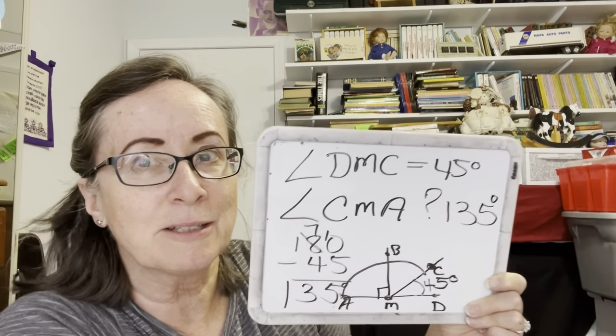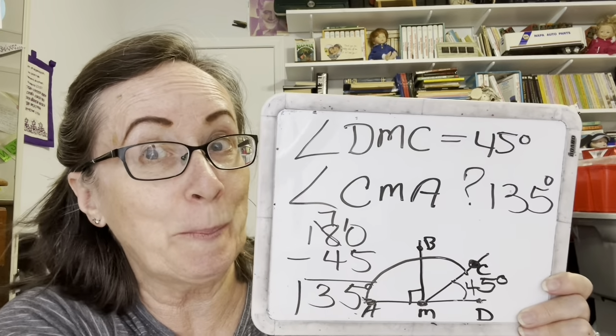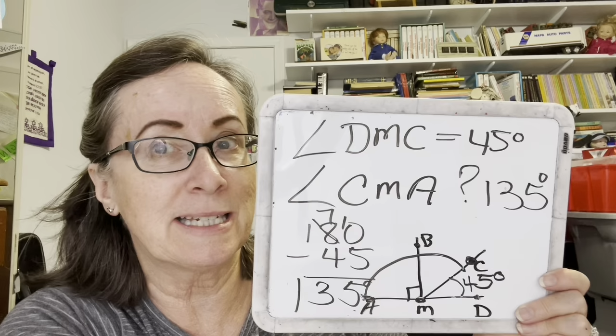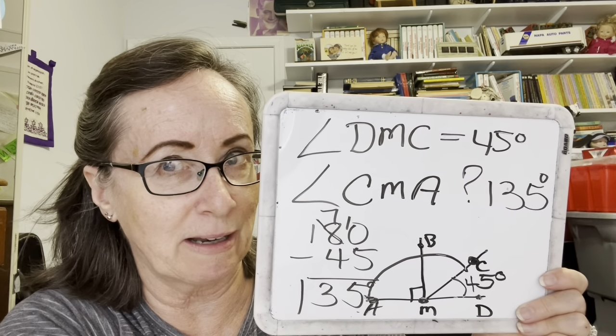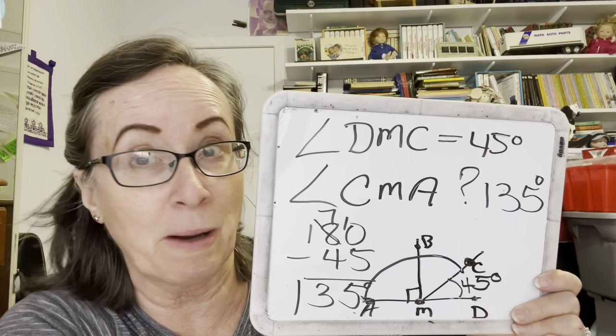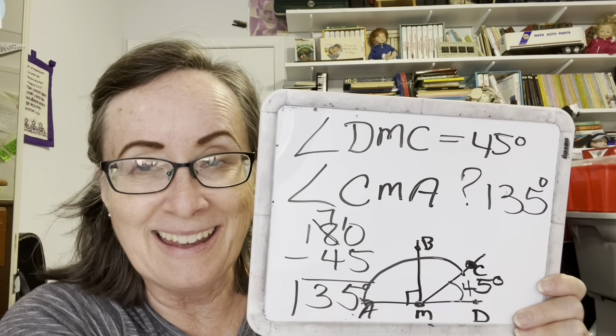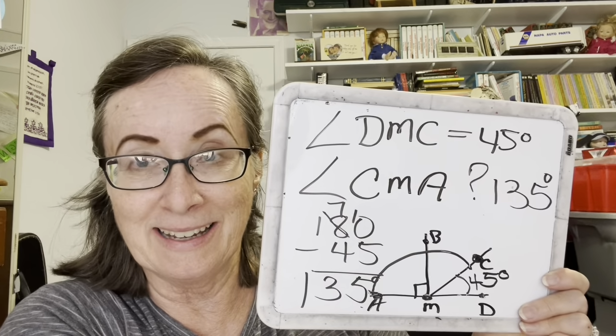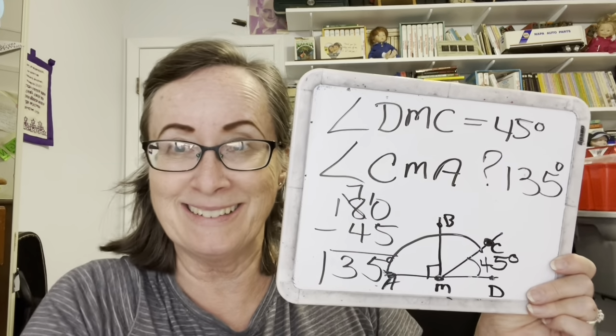Those two angles form a linear pair, which means together they add to a straight line, or 180 degrees. So I can just take 180 degrees minus one of them has to equal the other one. And now we're ready for problem number 1.